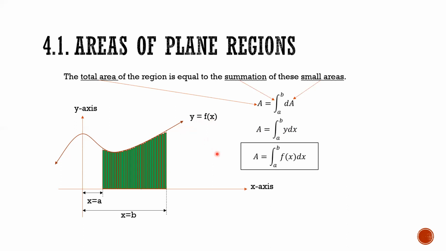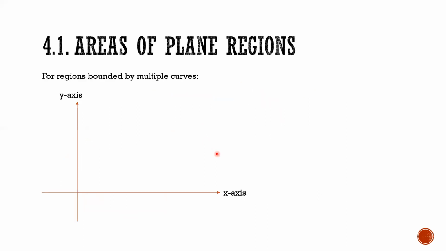And that is the theory behind this particular formula. Now, as mentioned, we would be considering here regions bounded by multiple curves. Consider the following. Let's say we have two functions. y sub 1 is equal to f of x sub 1, represented by the blue curve, and y sub 2 is equal to f of x sub 2, represented by the green curve. So this is the region that we want to calculate for its area.